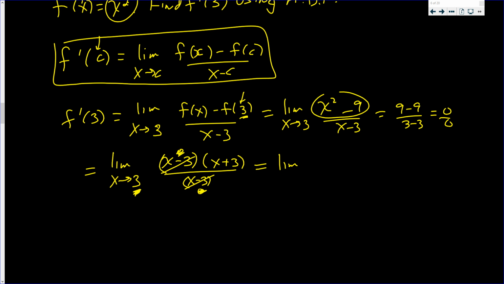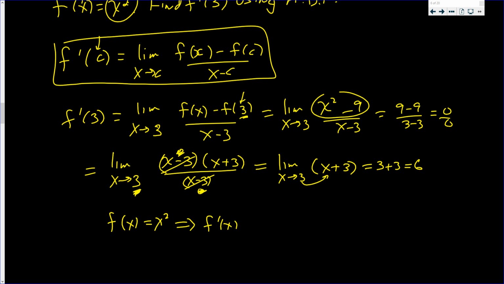So yeah, that's 1. Then you have the limit as x goes to 3 of x plus 3. I substitute, plugging in 3 for x: 3 plus 3 is 6. And this makes sense because remember, if f of x was x squared, we proved already that f prime of x is 2x. That implies if I plug in 3 for x, f prime of 3 will be 2 times 3, or 6. So yeah, we have the right answer.